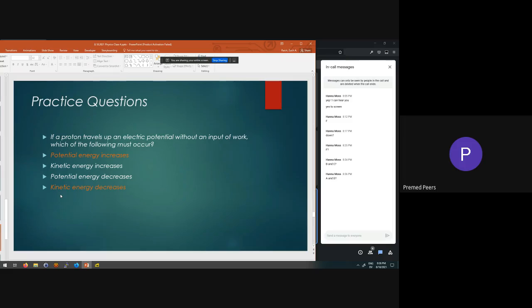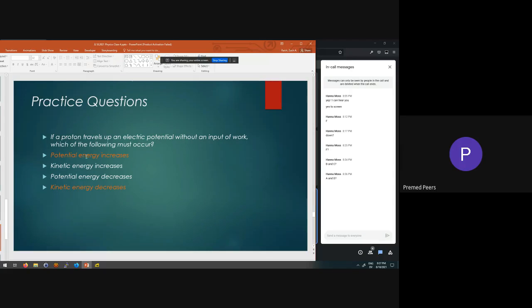So protons. If a proton travels, well, first of all, how would a proton travel up a potential without an input of work? It's because it's moving. Normally we think we have to push it up there. So what would happen here is the proton, or any positive charge, would be moving very, very fast and traveling in what we think of as the wrong direction. Because it's traveling up the potential, that's the wrong direction.